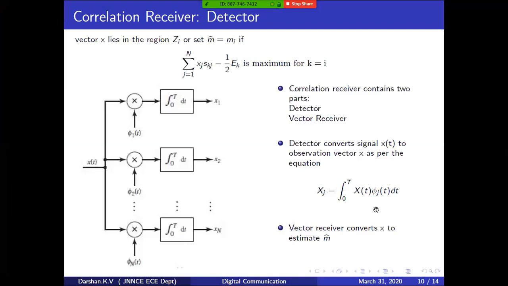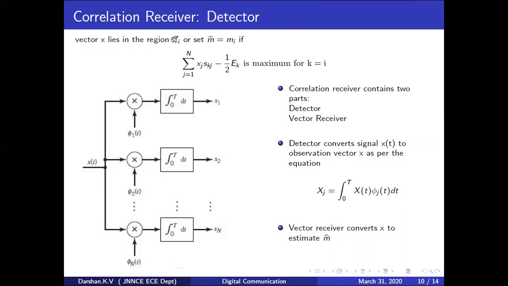Yes. We were discussing the correlation receiver during the previous class. What is a correlation receiver? It is a receiver designed based on maximum likelihood decoding. The maximum likelihood decoding is stated over here. This is the estimate: vector x lies in the region Zi.